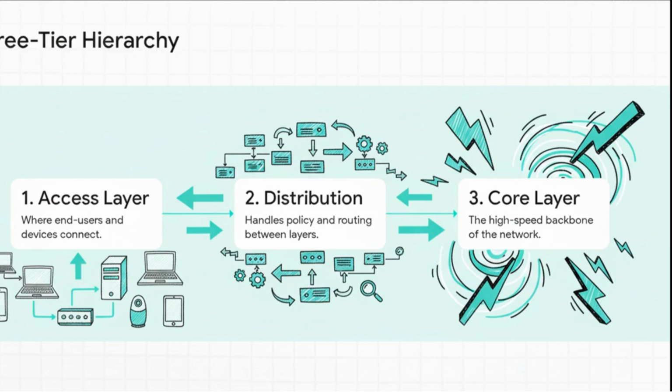From there, data flows up to the distribution layer. This is the smart middleman that applies all the rules and figures out the best path for the data to take. And finally, it hits the core layer. This is the super fast backbone of the network, designed to do one thing and one thing only: move data as fast as humanly possible.